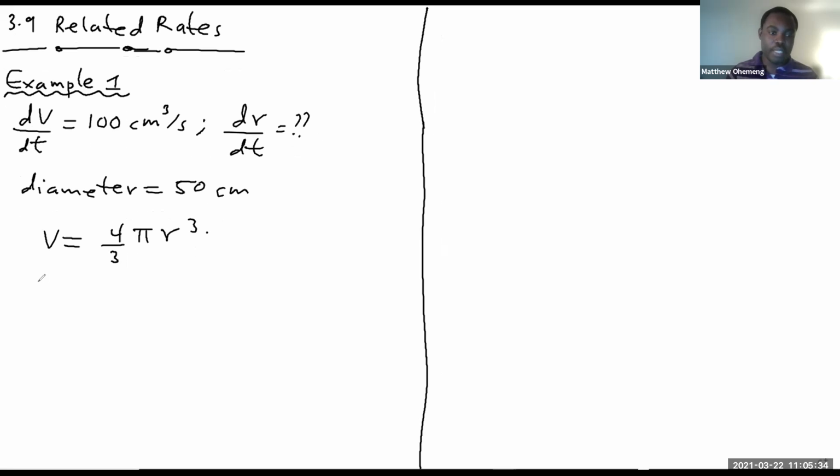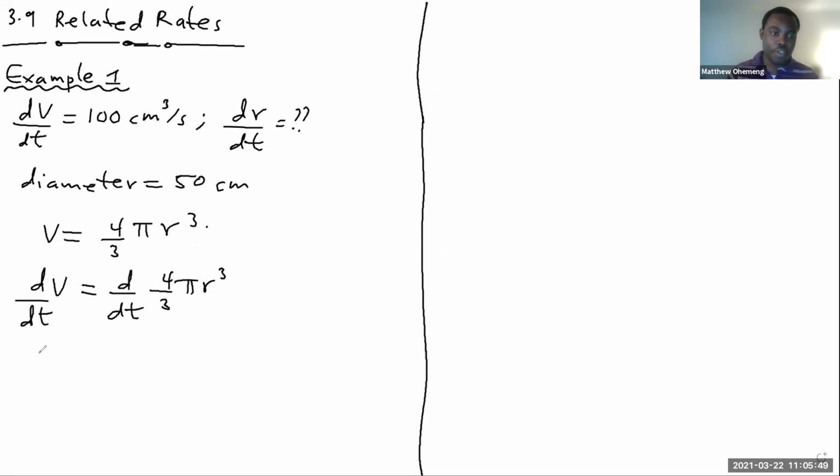So what we do is just do d over dt of both sides. That'll be dV over dt equal to d over dt of 4/3 pi r cubed. And then when you get here, just try and use the differentiation rules, right? So dV over dt is just dV over dt. And for this side, the 4/3 pi, we can pull it out by the constant multiple rule. Then we have d over dt of r cubed.